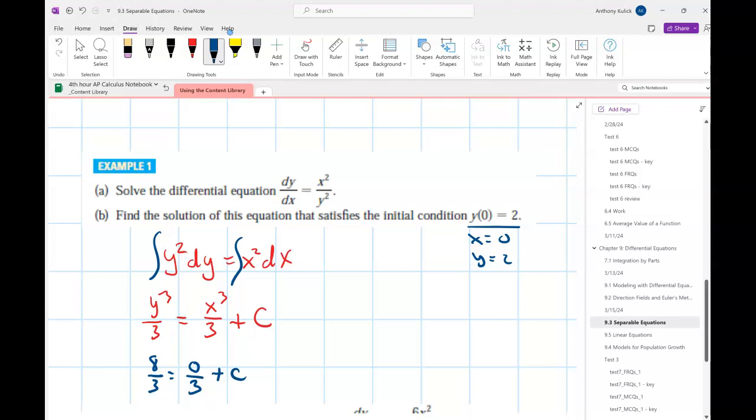Yes, Chanel? Wait, why would you plug 0 in for x and 2 for y? Well, it says y of 0 equals 2. Oh, okay. Like y is a function of x. So C is 8/3. Everybody cool?